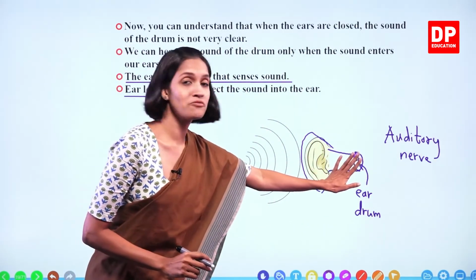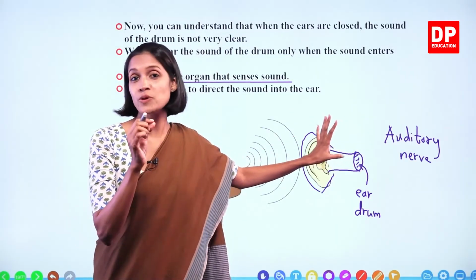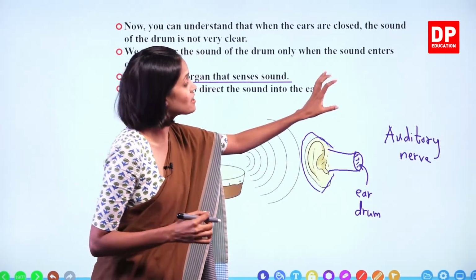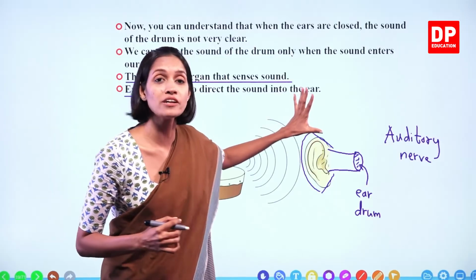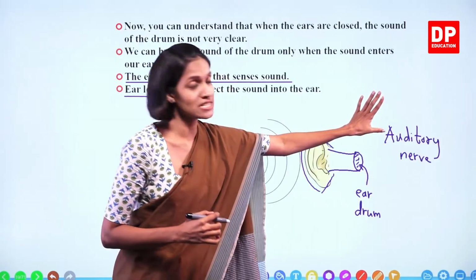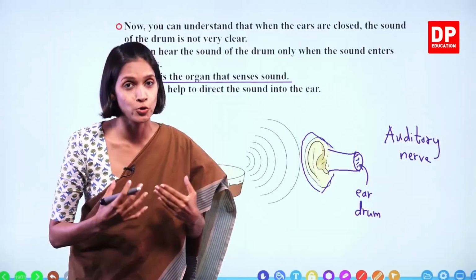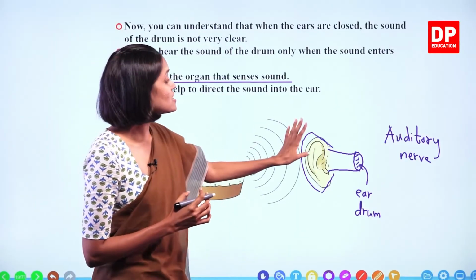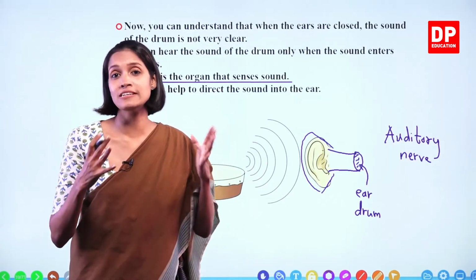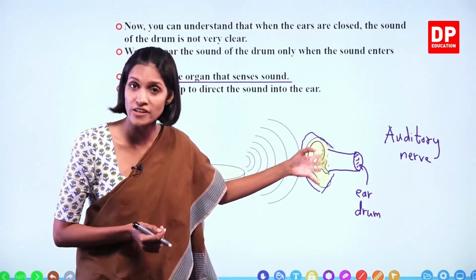So when the eardrum vibrates, in the inner part of the ear, there are special types of sensitive cells that can understand these vibrations, and the message is sent through a special type of nerve to the brain, and that nerve is known as the auditory nerve. So the brain can understand this vibration as a sound. Okay, so this is how we can hear. So now you understand how important your ears are. So you have to protect your ears from loud noise.